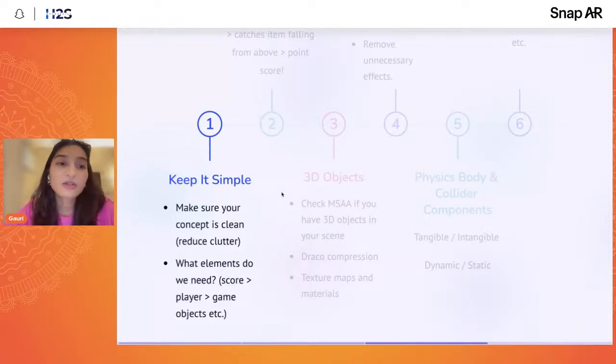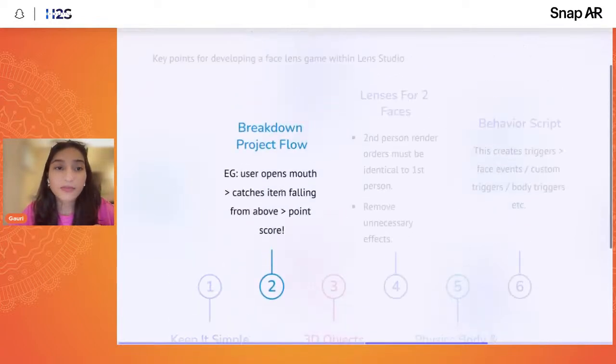So for example, today, if we're doing a game lens, what are the basics that I would need in a game? I need a score, I need the player. Who is the player going to be, how is the game going to be played? Think about all of those things, what are the objects that you'll require within the game, and so on and so forth. So it would be really helpful if you create a flow chart as to how you want your experience to look, and then from there you can take it on.